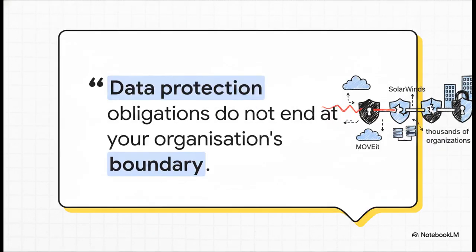And that leads us to a really crucial point. Data protection obligations do not end at your organization's boundary. When you hand over data to a third-party cloud provider or an external vendor, your responsibility goes right along with it. We saw this play out with those massive SolarWinds and MOVEit breaches. Those were supply chain attacks that compromised thousands of organizations all through a single trusted vendor.